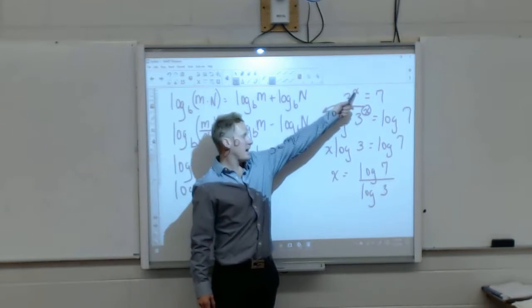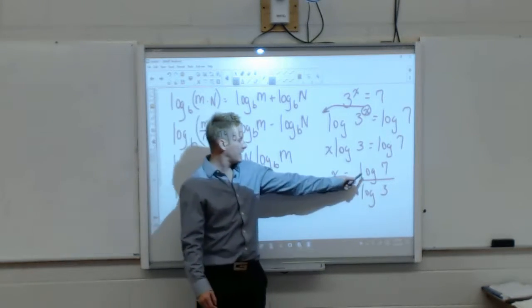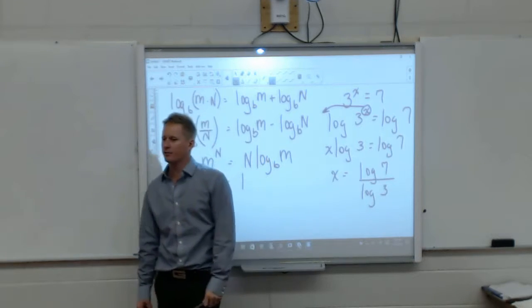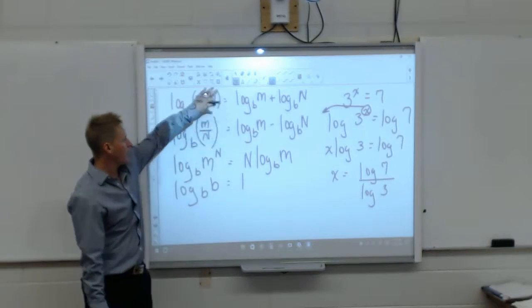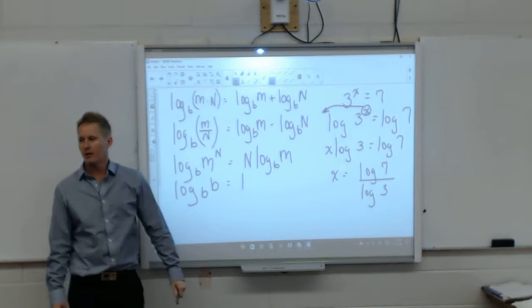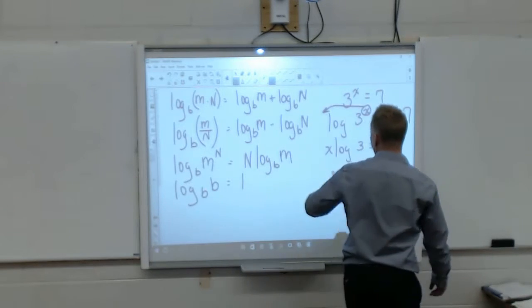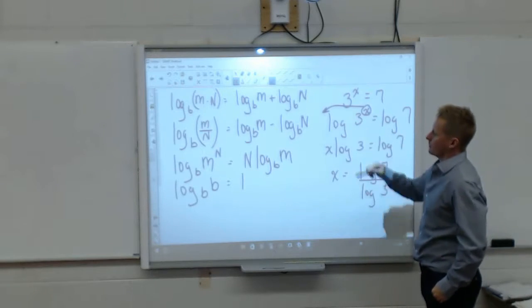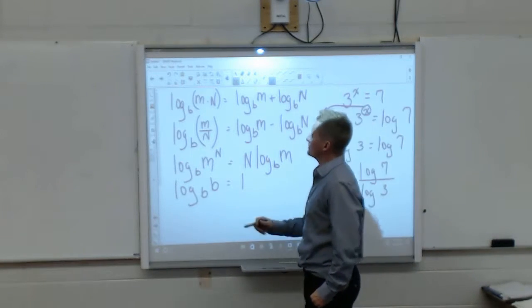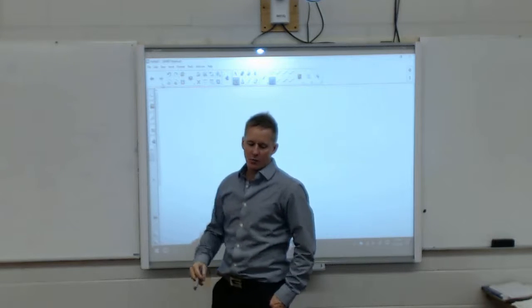So what is the x value up there? Well, it's the same as the log of 7 divided by the log of 3. And all of that has to do with my logarithm rules, most specifically this one, because I took the x and put it to the front. So I'm going to use these rules to solve questions.